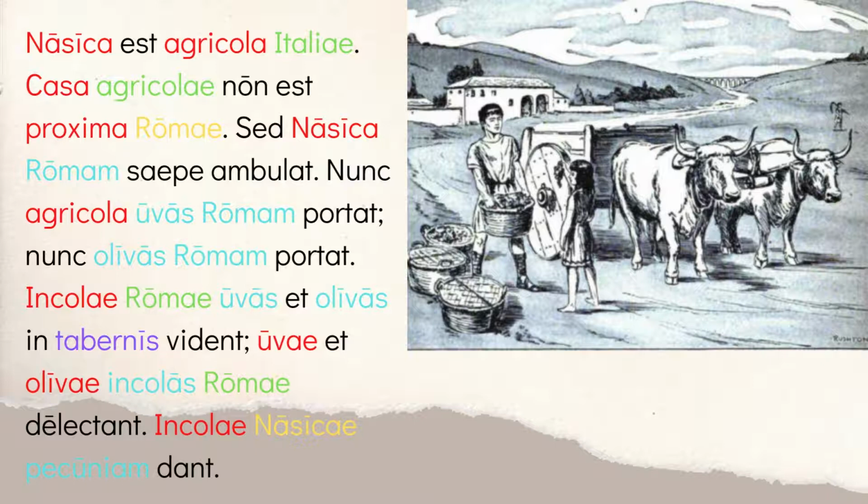Then you have incolae Romae uvas et olivas in tabernis vident, okay? So the incolae Romae, the inhabitants of Rome, right? So the people who live there, they vident, they see, okay? So again, the NT on vident is telling you they see. So the inhabitants of Rome, they see the grapes, the uvas, right? And they see the olivas, right? The olives. So they see the grapes and the olives in tabernis, in shops.